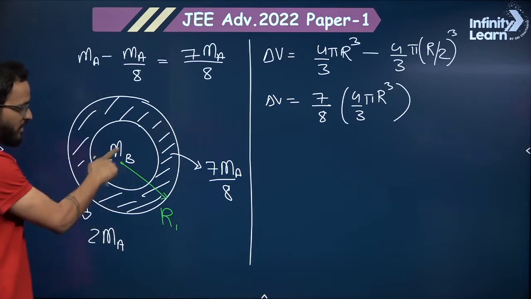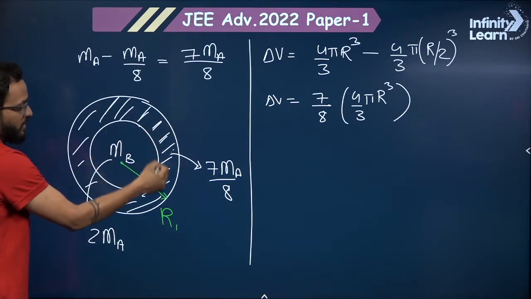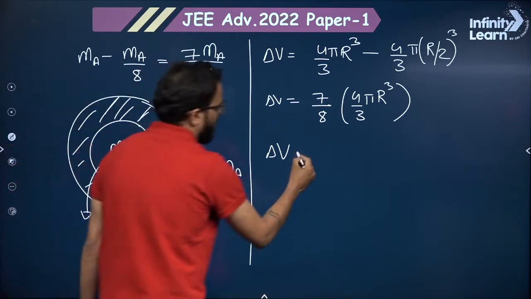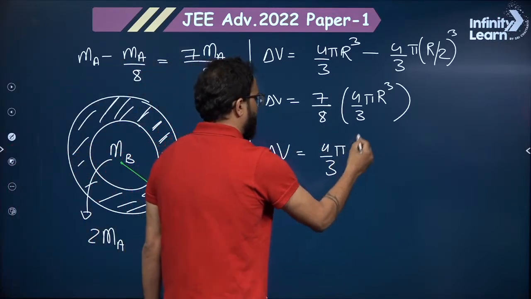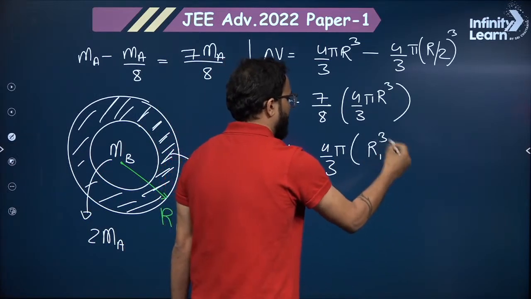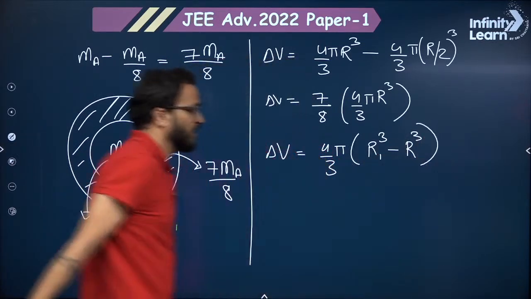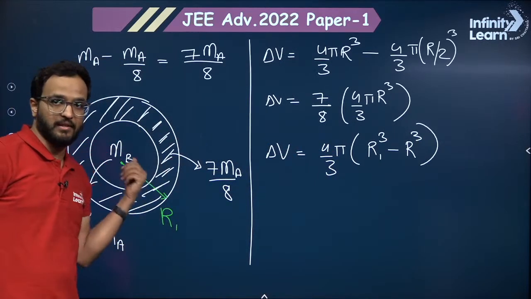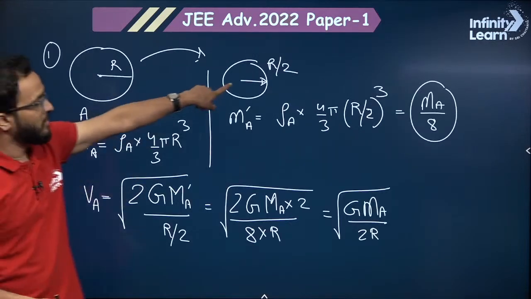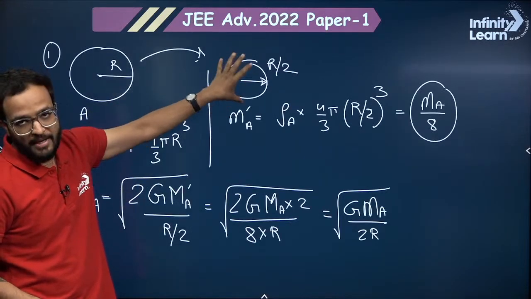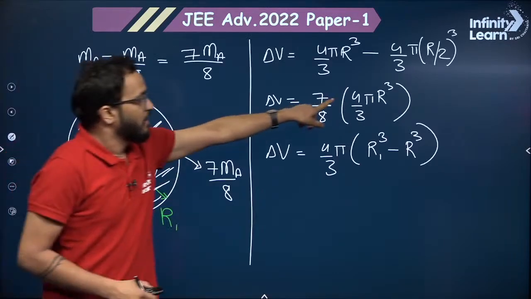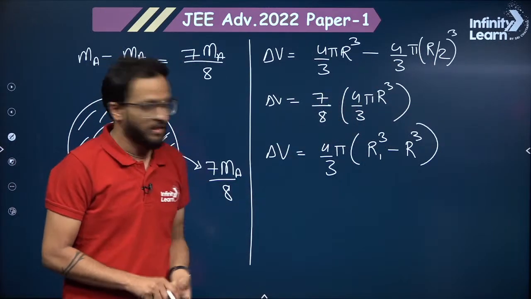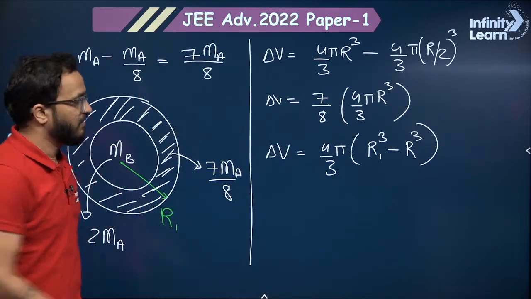And what is this volume here, this particular volume? According to this diagram, it will be 4 by 3 pi into r1 cube minus r cube. So this is the volume of this shell, and that is the volume that has been transferred. What was the volume after the removal? 4 by 3 pi into r by 2 whole cube. So how much was removed? 4 by 3 pi r cube minus 4 by 3 pi r by 2 whole cube, which is 7 by 8 times this. So we will equate them and get the value of r1 from there.